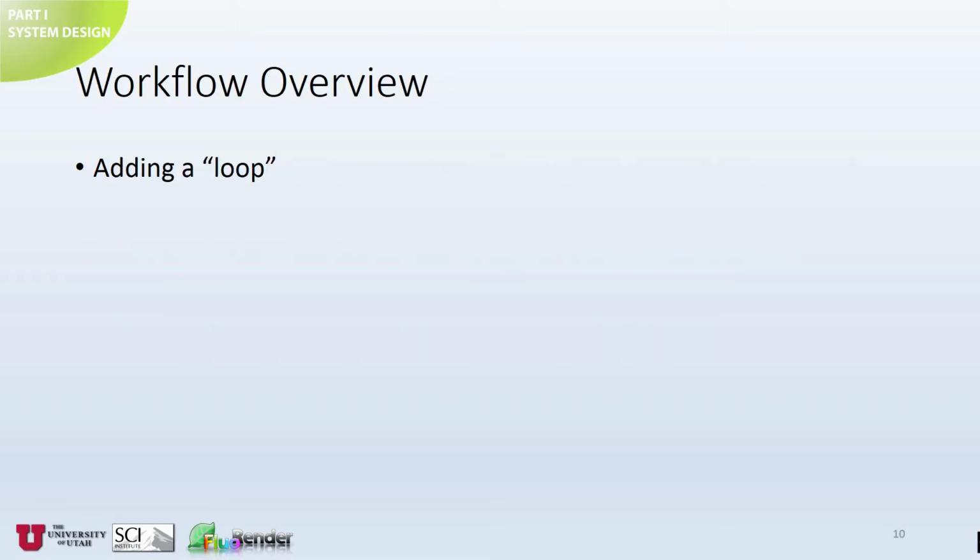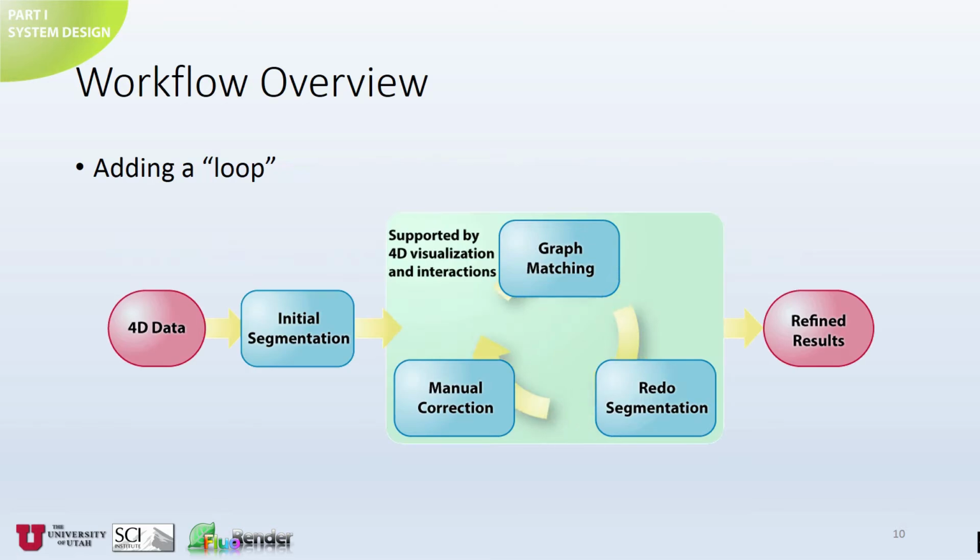The basic idea for our system design is quite simple. We add a loop into the cell tracking workflow. The 4D data are first properly processed and segmented. The segmented cells are linked using a graph matching method. We will detect problems in graph matching. Because many of the matching problems can be caused by segmentation errors, we resegment the regions that cause the matching issues.